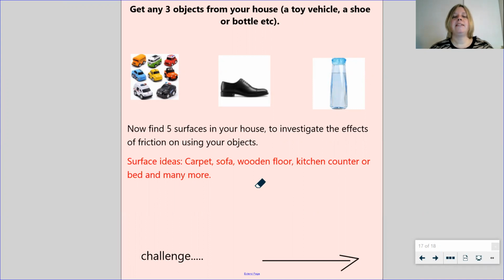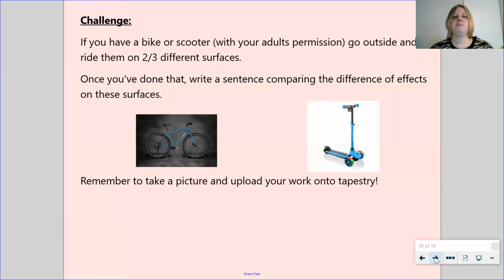Once you've completed that, and if you have time, there is a challenge for you to complete. Let's have a look at our challenge. If you have a bike or scooter, with your grown-ups' permission, you could go outside and ride them on some different surfaces near your home. Once you have done that, you could write a sentence to compare the different surfaces using some of the language we have used today.